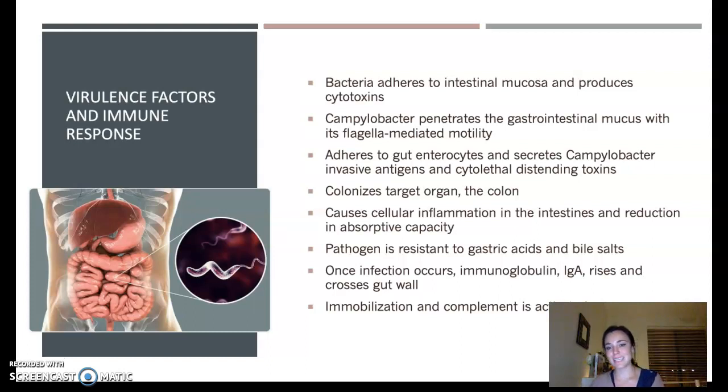And it is resistant to gastric acids and bile salts, so it's able to live in these areas that a lot of bacteria or a lot of organisms usually don't survive in. So once infection occurs, IgA is released, crosses the gut wall, causing immobilization, and the complement system is activated.